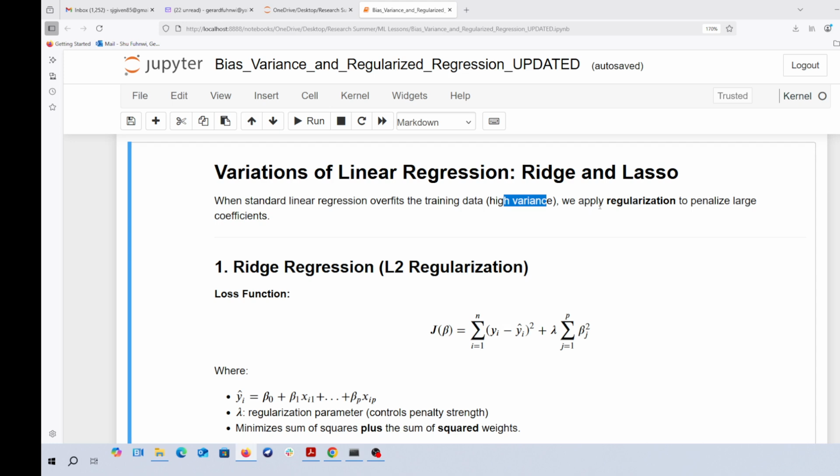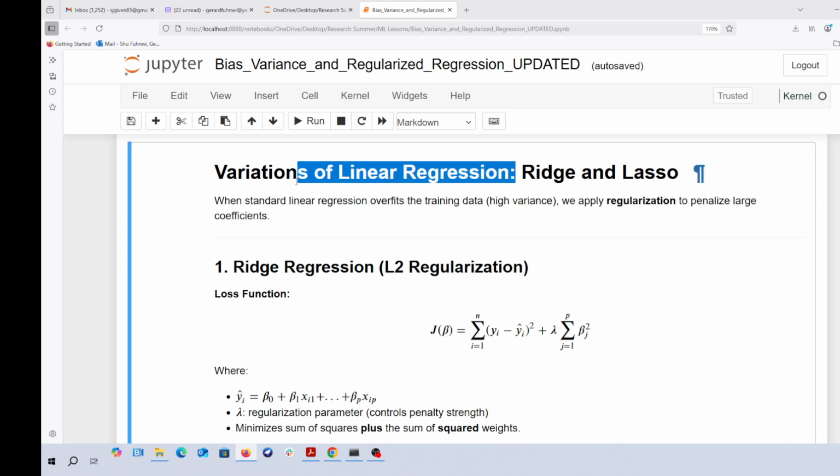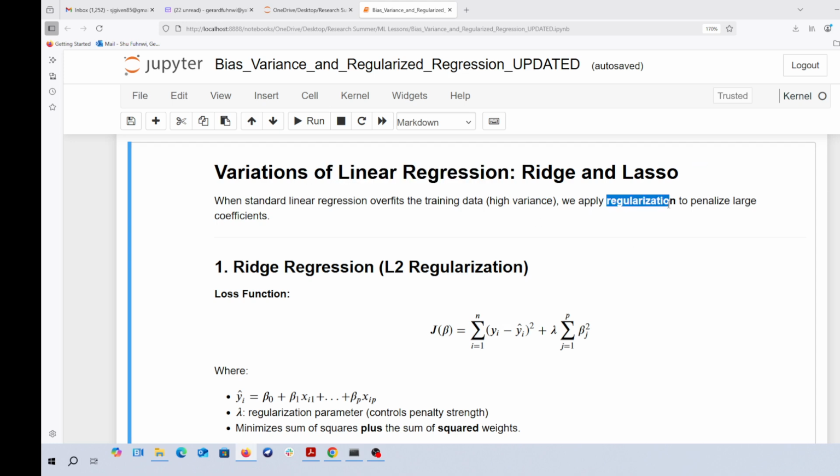The standard linear regression, when it overfits the training data, meaning that it has high variance, we can apply these two variations. Most of the time in machine learning, we call this regularization, which is a technique used to calibrate a machine learning model to penalize large coefficients, thereby reducing that problem of overfitting. The first one that we are going to look at is the ridge regression. In other terms, we call it the L2 regularization. Now, we already saw this loss function yesterday, which is the mean squared error.